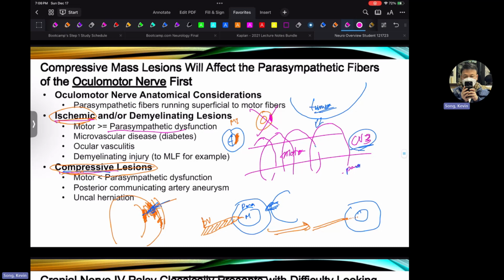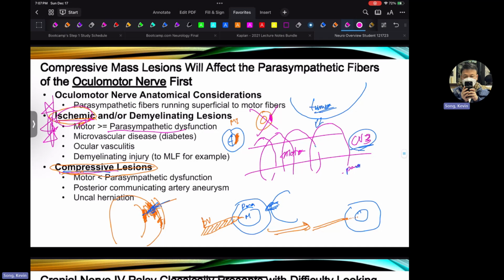so that means what? That means something is compressing. If the oculomotor motor part is not functioning, but the parasympathetic is still okay, that means something ischemic. Okay, so you have to distinguish these two very, very clearly. So this I'll circle here. This is very, very important.